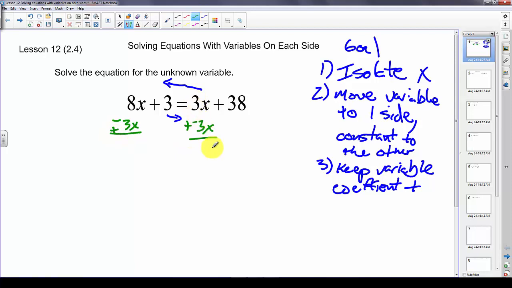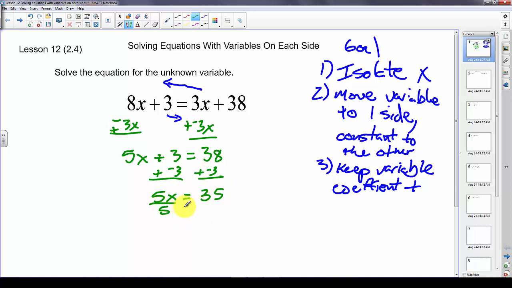When I do that, 3x plus negative 3x goes to 0, and 8x plus negative 3x is 5x plus 3 equals 38. And now we have a multi-step equation or a two-step equation to solve. I add negative 3 to both sides. 5x will then equal 35. 5 happens to go into 35 evenly, so I'll divide both sides by 5. You can multiply by 1/5 if you wanted to. So x is equal to 7.